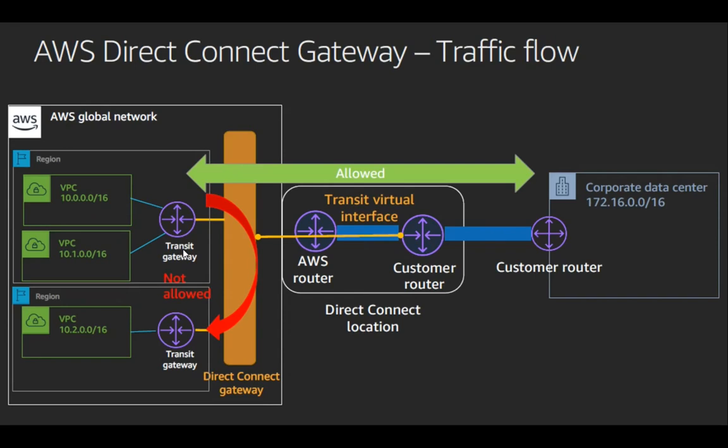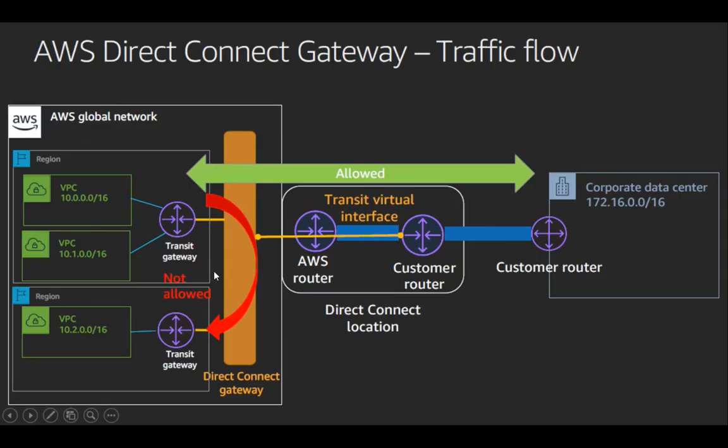And what is allowed here? The allowed connection is VPC to your corporate data center. You can connect. This is allowed, but you cannot connect one transit gateway with another or one VPC with another, as we discussed previously, because for that you need VPC peering. This will not be allowed through Direct Connect.